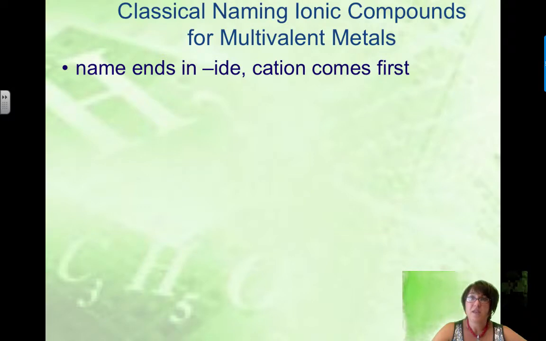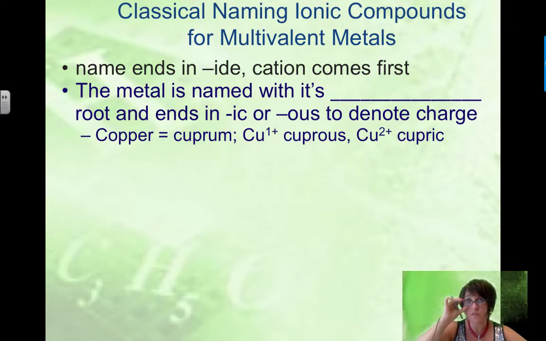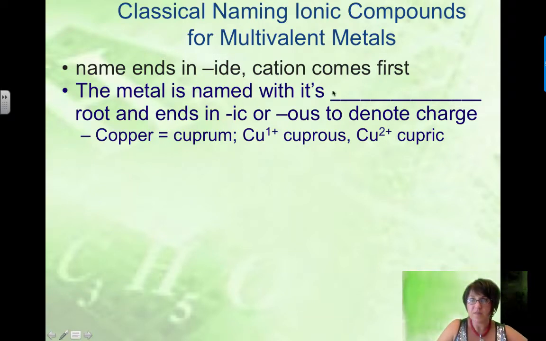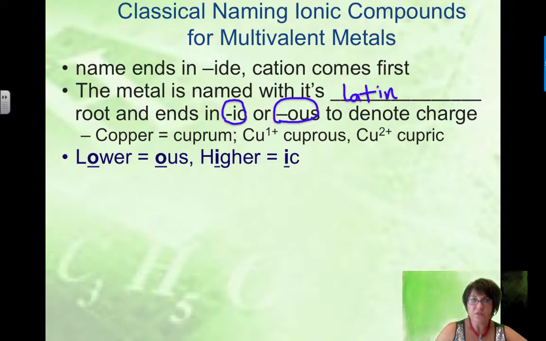Now let's look at naming compounds that have multivalent metals. So the name's still going to end in -ide, the cation still comes first, but these metals have more than one charge. So the name is going to have its Latin root, and then it will end in -ic or -ous to denote which charge we're talking about. So copper is going to be cuprum, and a +1 is cuprous, the +2 is cupric. The lower charge gets -ous, the higher charge gets -ic.